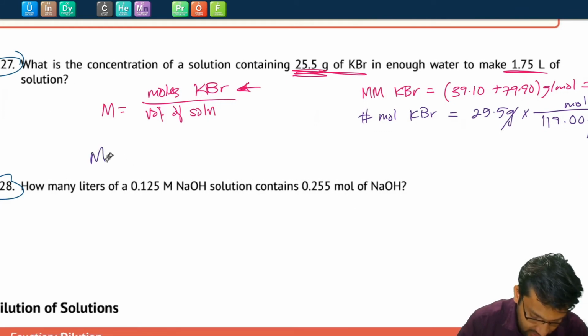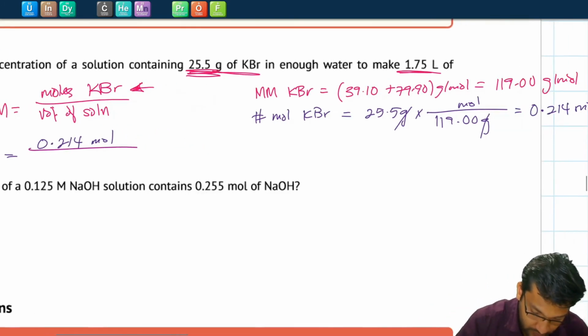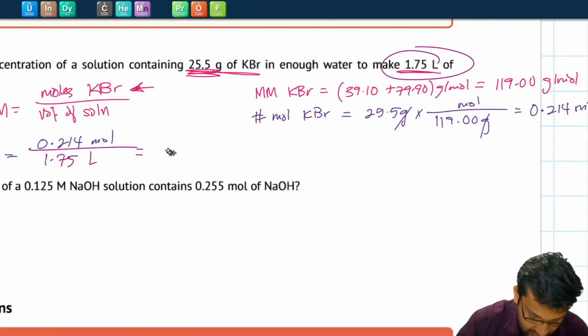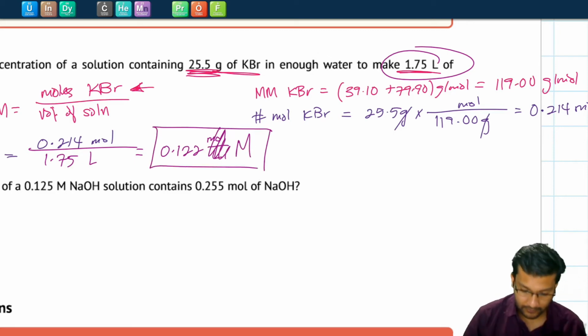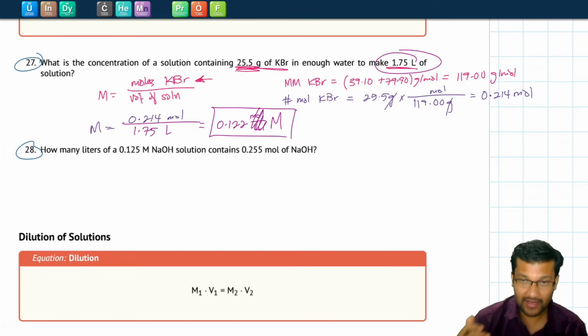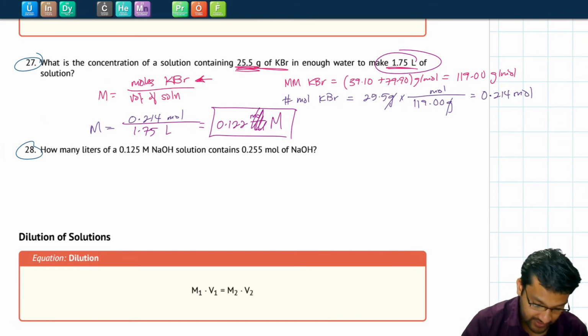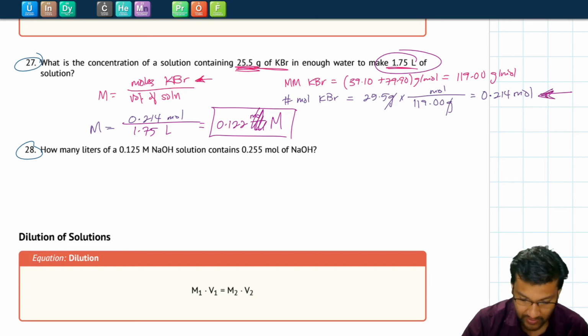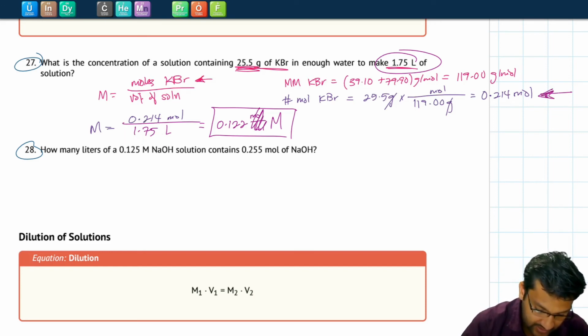So to calculate the concentration in molarity, we get 0.214 moles divided by the volume, 1.75 liters, and we get 0.122 moles per liter, but moles per liter is the same thing as molarity, so that is our answer. If you didn't get that answer, let me know and we can go over it together. Molarity is moles per liter of solution. We needed the moles. We used the mass and the molar mass to get moles, which is a type of calculation that we've seen many times now. And then we just divide that by the liters to get molarity.